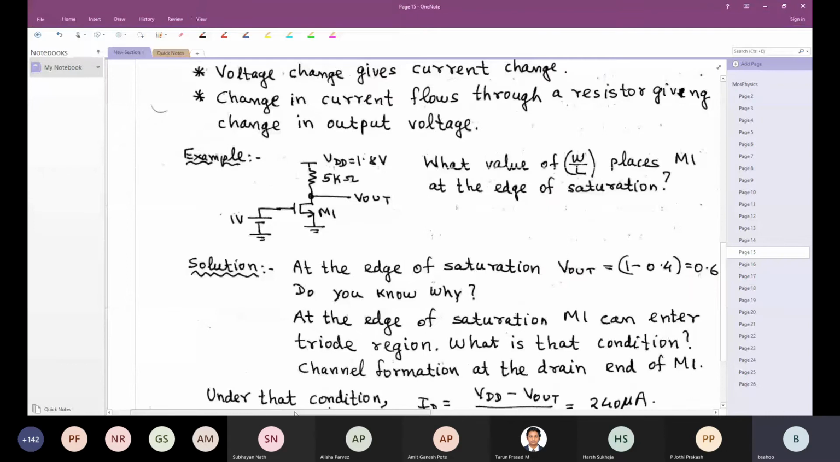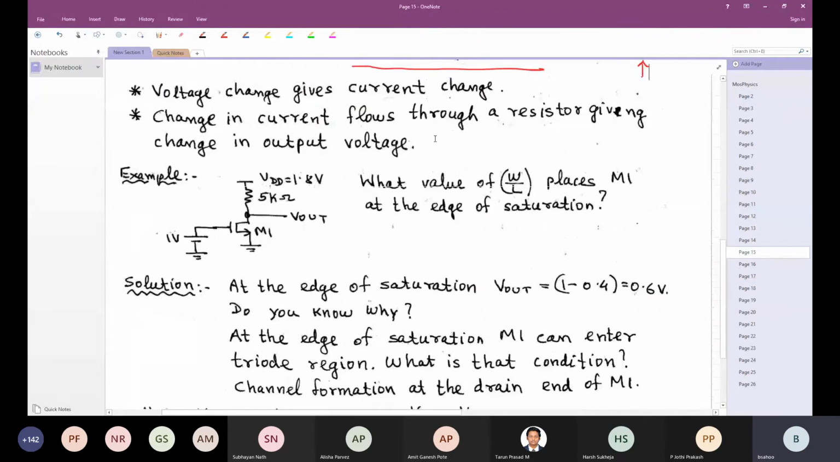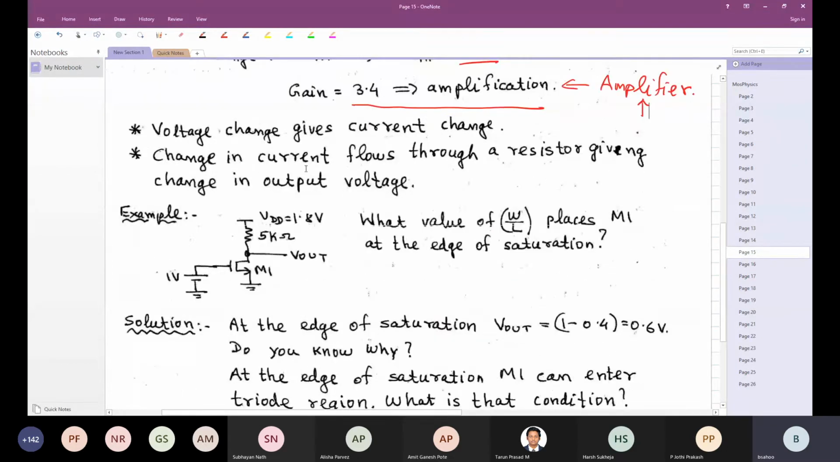Now, as I had told you earlier, voltage change gives a current change. The change in current flows through a resistor, giving change in the output voltage. So this is a two-step process. If I want a voltage output, you change the voltage. Sometimes we want a current output. We want a current amplifier, voltage to current conversion. That time we don't need to make it flow through a resistor. We get the current.